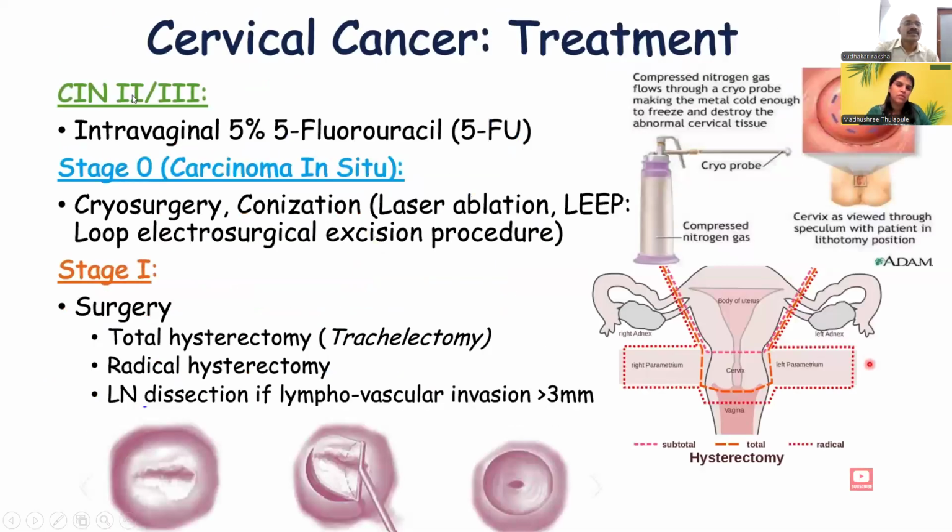So for the treatment of CIN 3 and 4, an anti-cancer drug, 5-fluorouracil, is given. For stage 0, cryosurgery is used: compressed nitrogen gas, minus 40 degrees is maintained, and this gas is sprayed on the lesion, so the tumor cells will die. That is cryotherapy, using cold to kill the tumor cells.